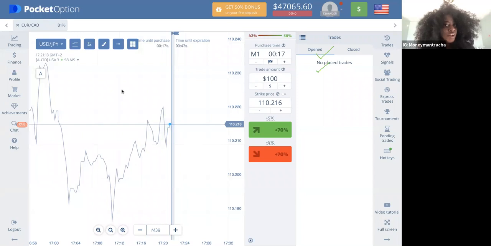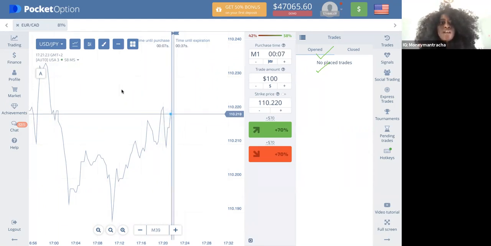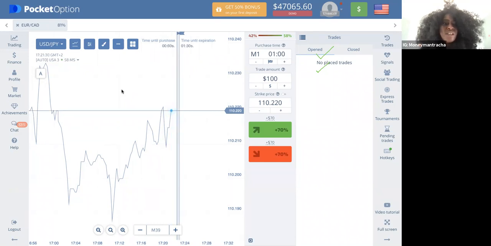Oh, Maisha said she cleared. What was your entry point? All right, y'all. So we're just waiting. Wait, which currency pair are you on? Because we're looking at USD/JPY. Okay, okay. Dang. What broker are you using? Because I didn't even see it get there.